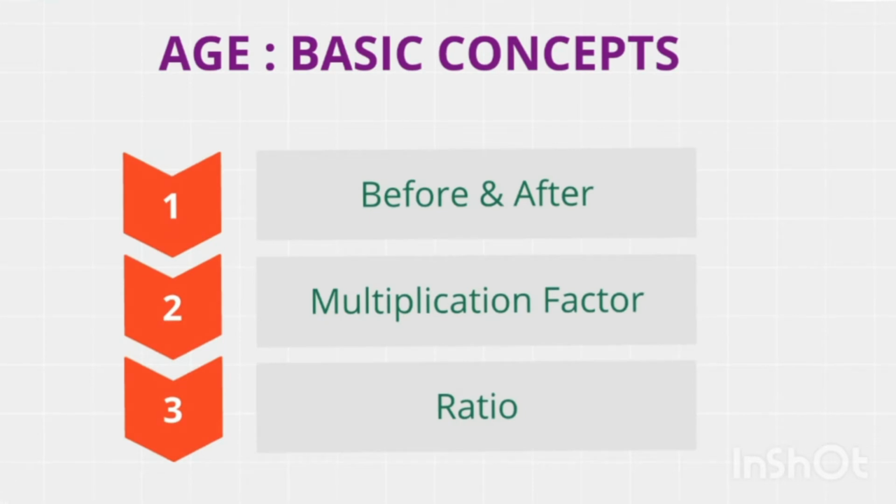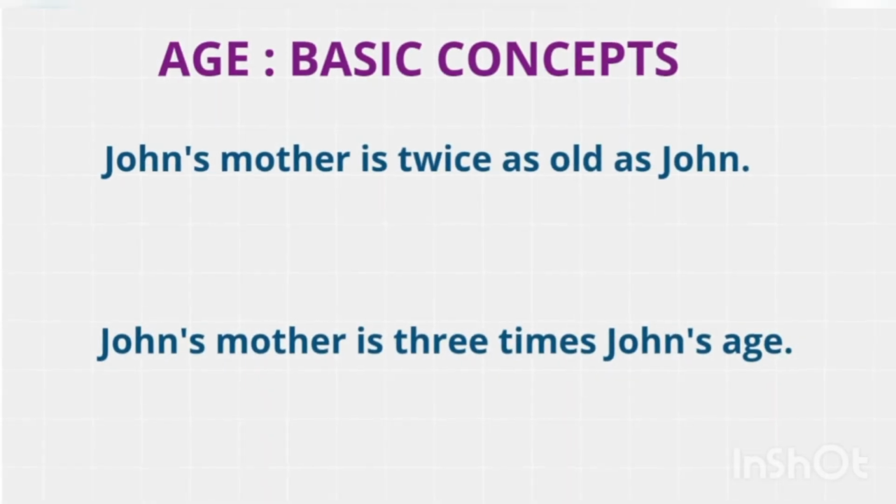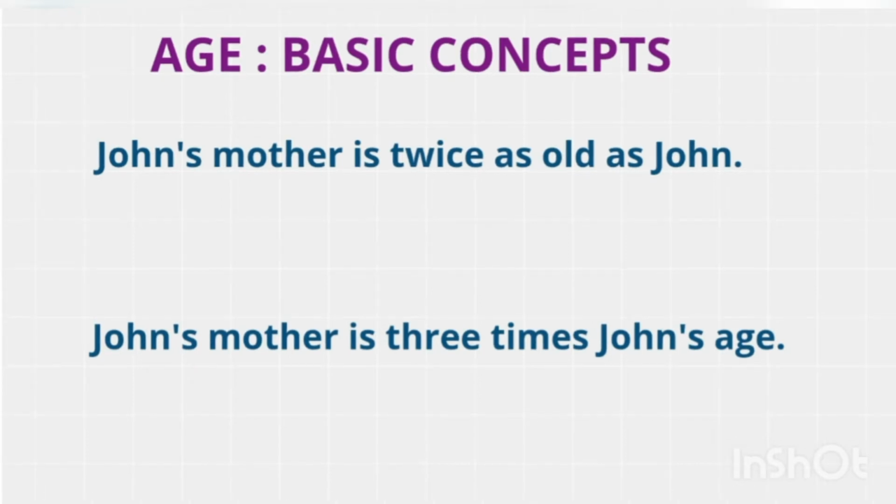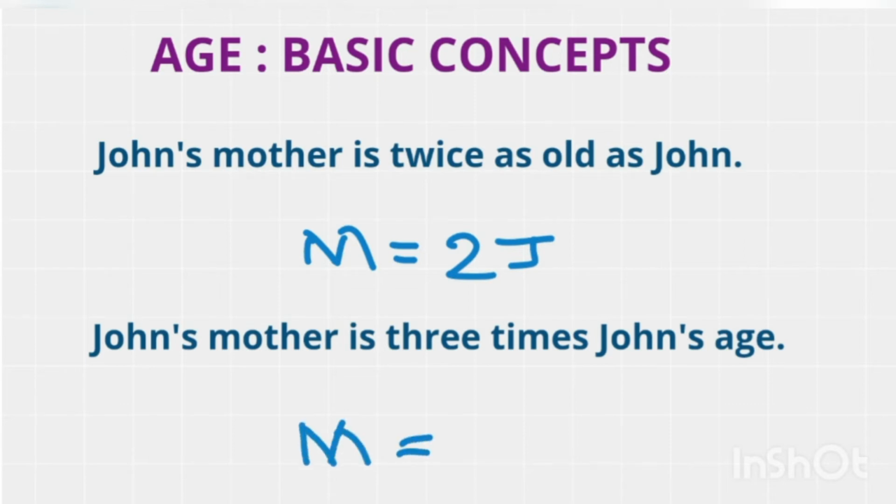The second important concept is understanding the multiplication factor from the problem statement. For example, John's mother is twice as old as John. This means John's mother, say M, is equal to 2 times John's age, which means 2J. Or if John's mother is 3 times John's age, M is equal to 3J.